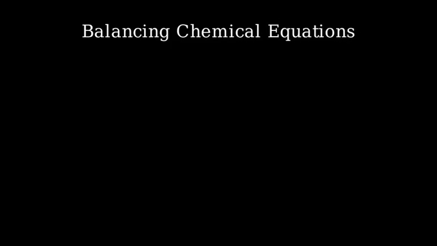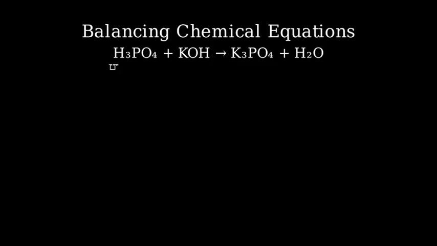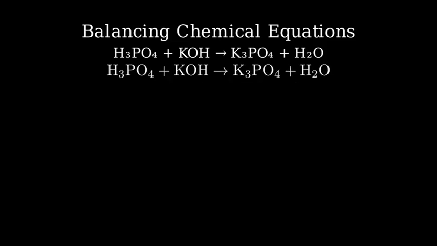Balance a chemical equation between phosphoric acid and potassium hydroxide. Let's start by writing out our unbalanced equation. We have H3PO4 plus KOH yields K3PO4 plus H2O.